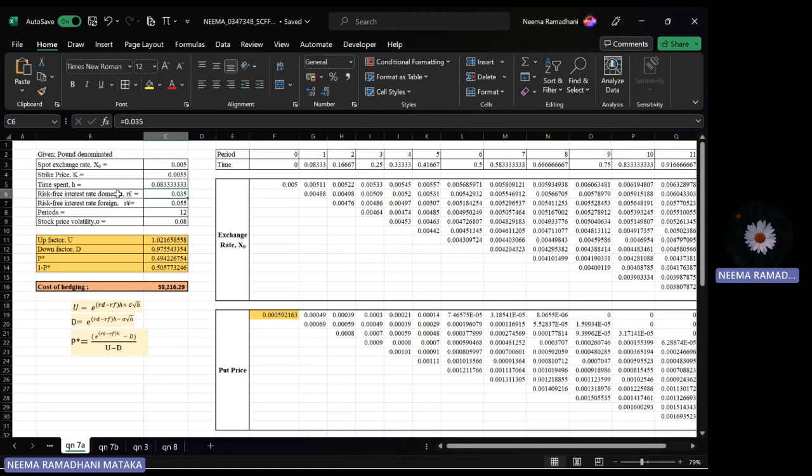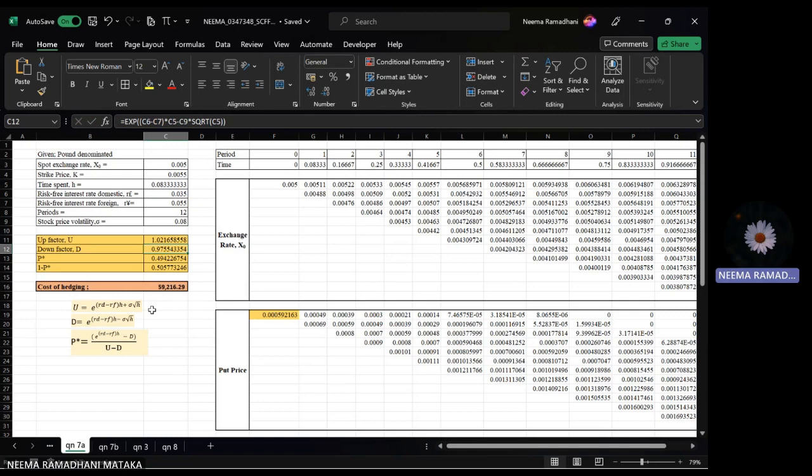So the first thing, we're going to calculate the upper factor, which is U. To calculate U, we're going to use this formula, which is e to the power of the domestic risk-free rate minus the foreign risk-free rate times h plus sigma times the square root of h. So this is how I solved for the upper factor, which is this value. And then we are going to calculate the value of D, which is the down factor.